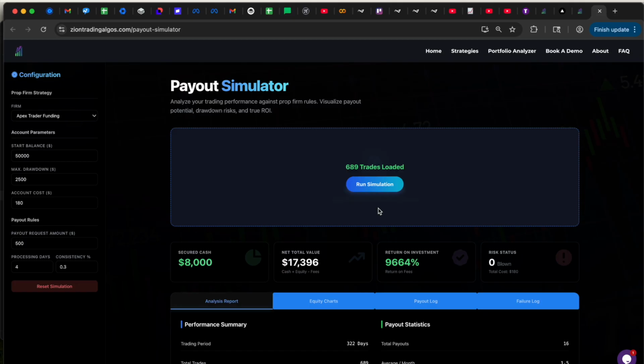It ran all of the numbers, it crunched all of the numbers, according to whatever presets I have hooked up here on the left side. So you can see here we're using the Apex Trader Funding 50K account. Our maximum drawdown is $2,500.